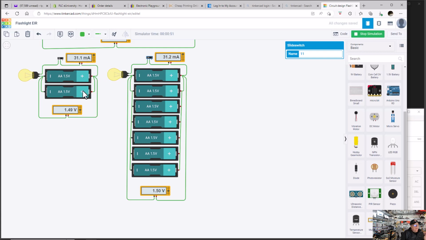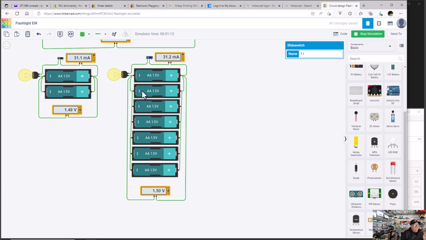But the voltage, it's 1.49, and you look over here, it's 1.5 because there's less total resistance in this larger bank of batteries, so you get slightly higher current and slightly higher voltage. You wouldn't be able to tell the difference in the bulb as far as the brightness goes.